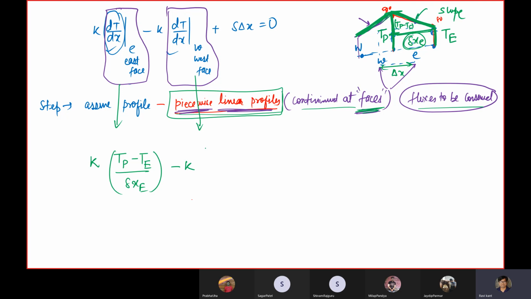Similarly, I have to estimate my slope at west face. Similarly, this is my TP height, this is my TW height, and now I want to estimate the slope. So how will we see the slope? So TP minus TW. I made a mistake.